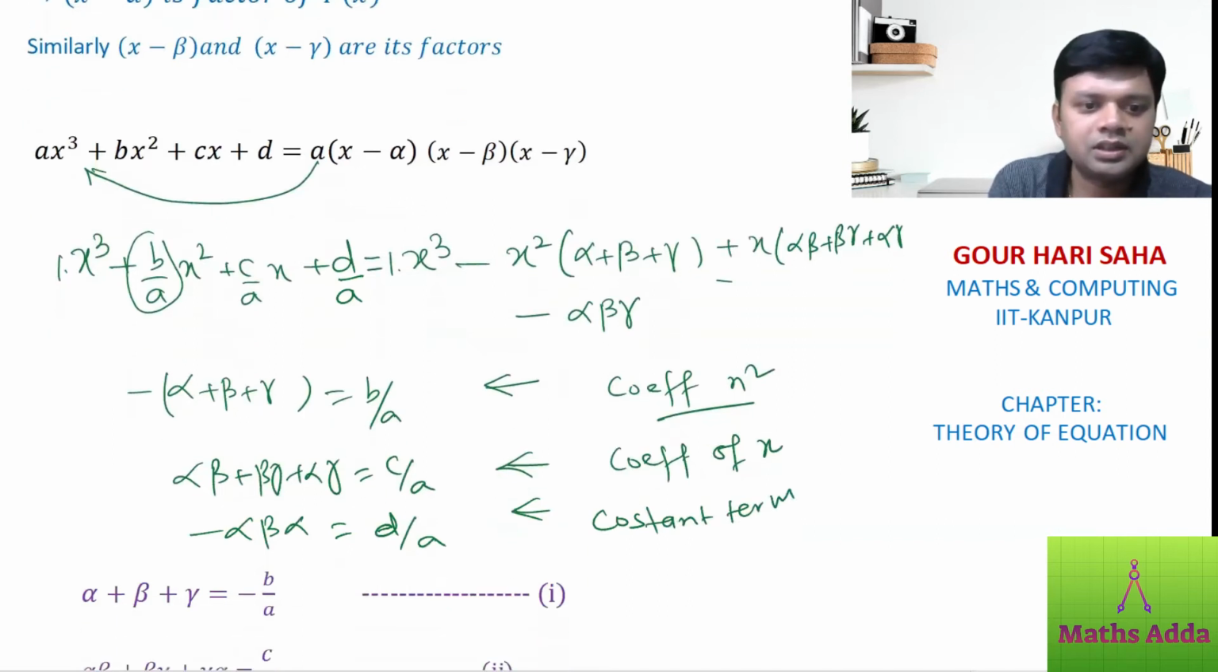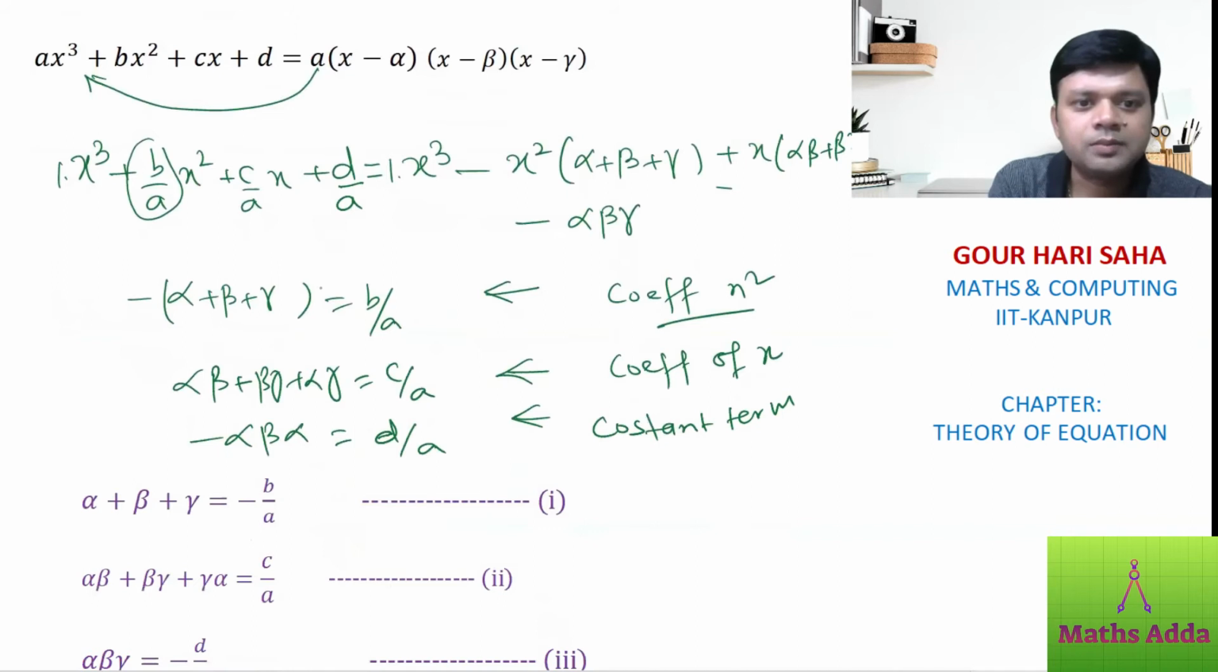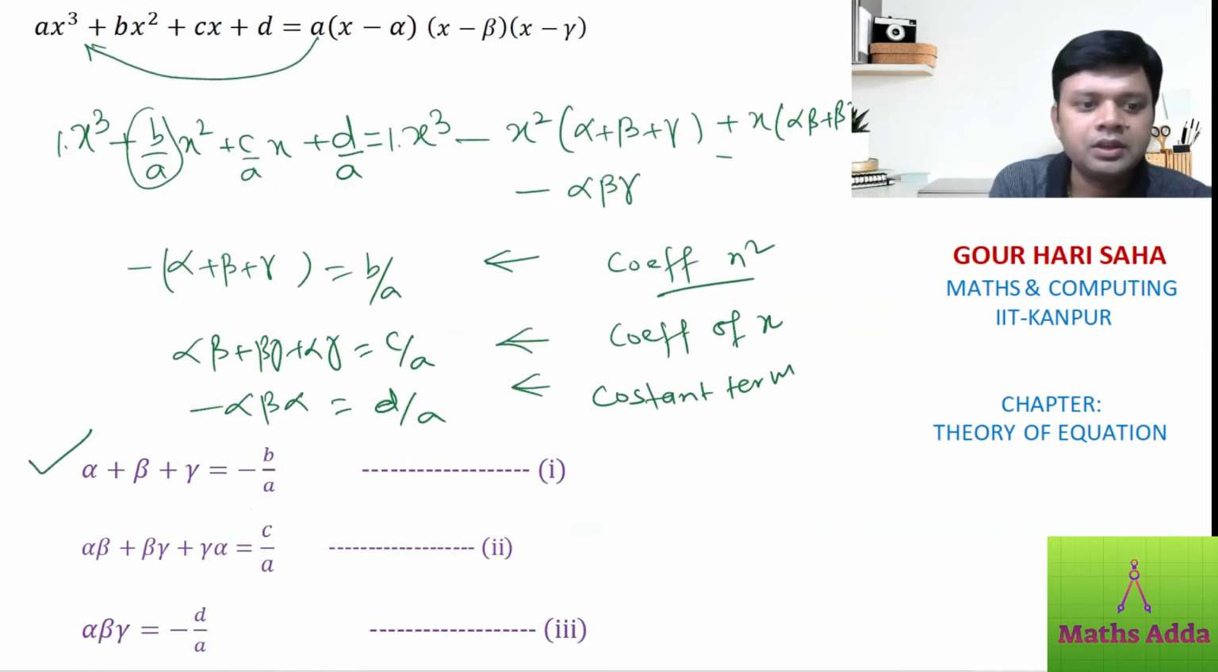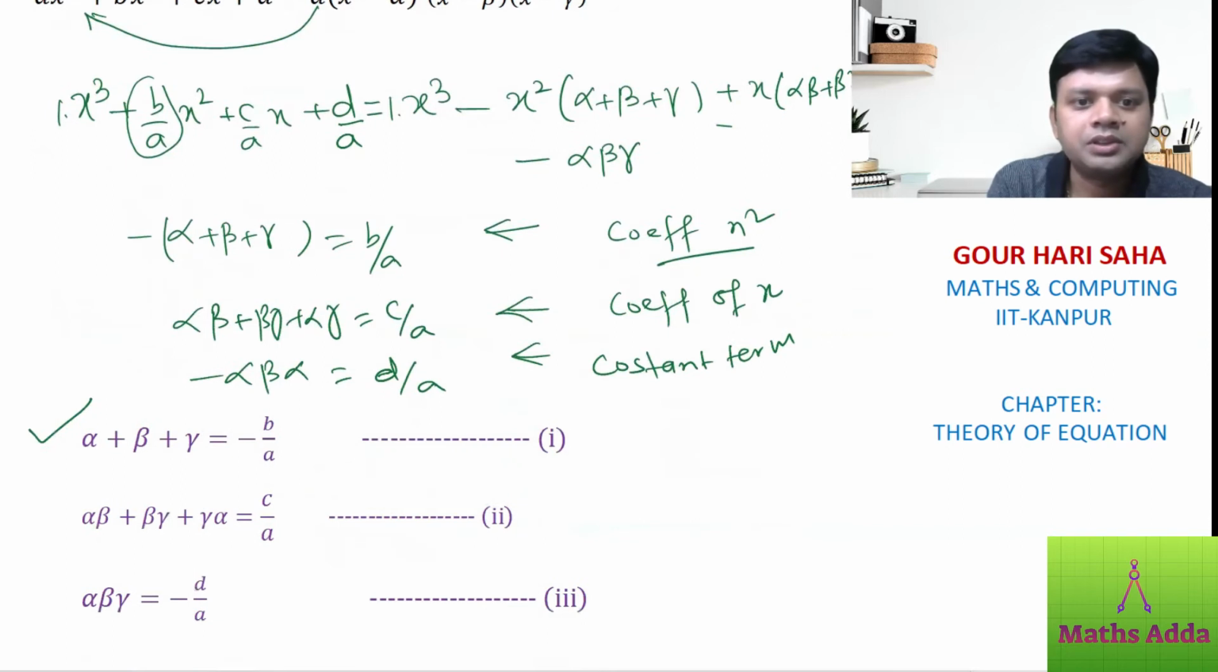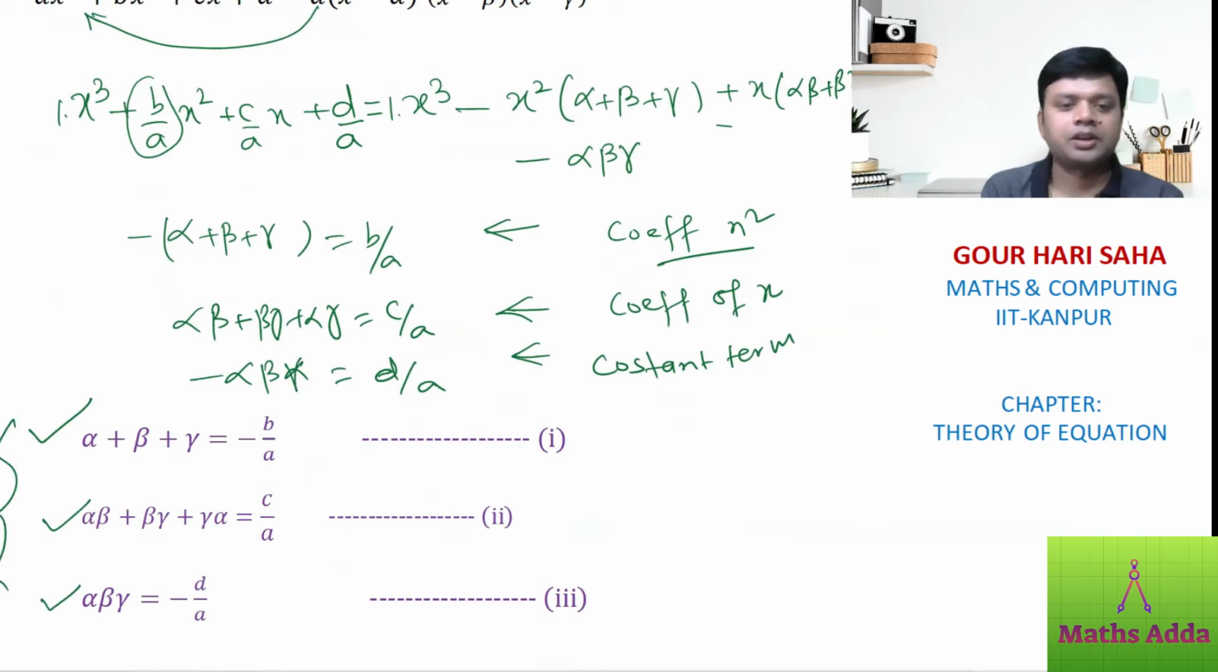These things have been written here. See that? If you bring this minus side, this becomes alpha plus beta plus gamma is equal to minus b by a. Alpha beta, beta gamma, alpha gamma is c by a, and alpha beta gamma is equal to minus d by a, right? And these three formulas are very important.